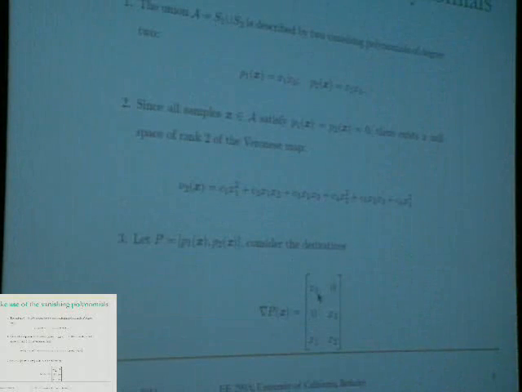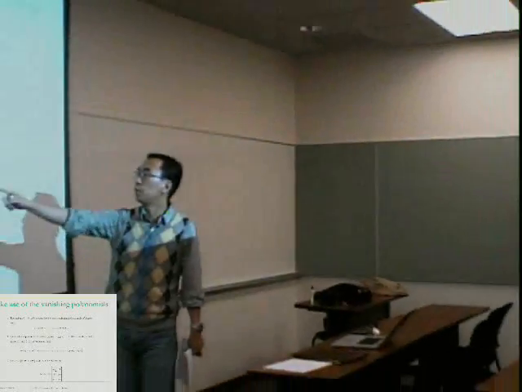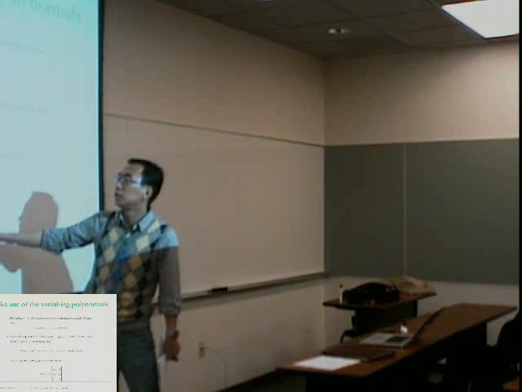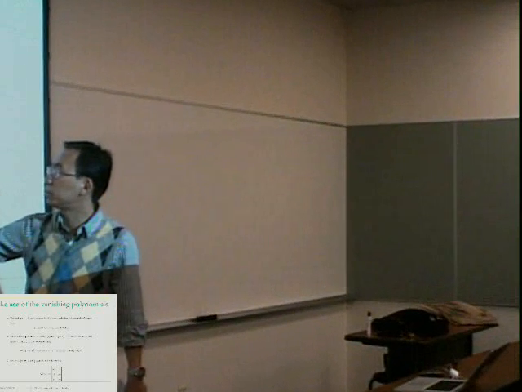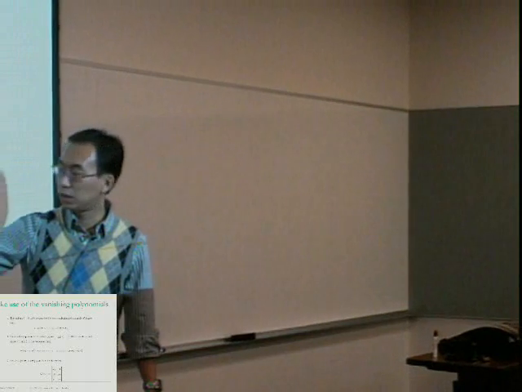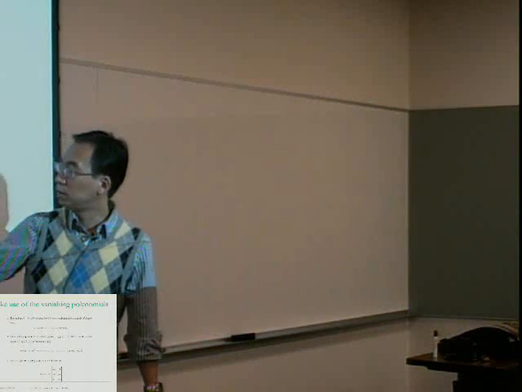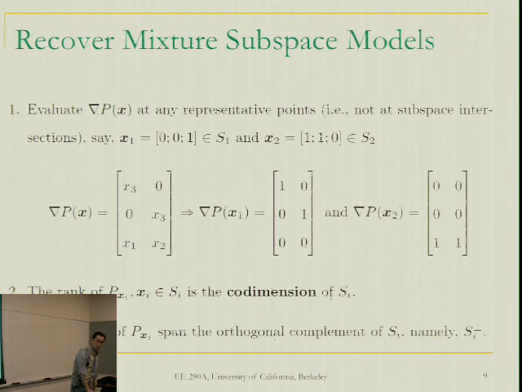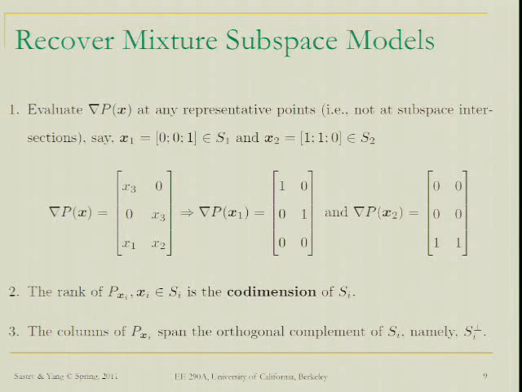If you care to check, P1, P2, that gives you the derivative of x1, x3. So x1, x3: the derivative with respect to x1 is x3, and with respect to x3 is x1. So this is the derivative. This column is the derivative of x2, x3. Okay. Now the same strategy: you evaluate this derivative at any representative point, one point per subspace.